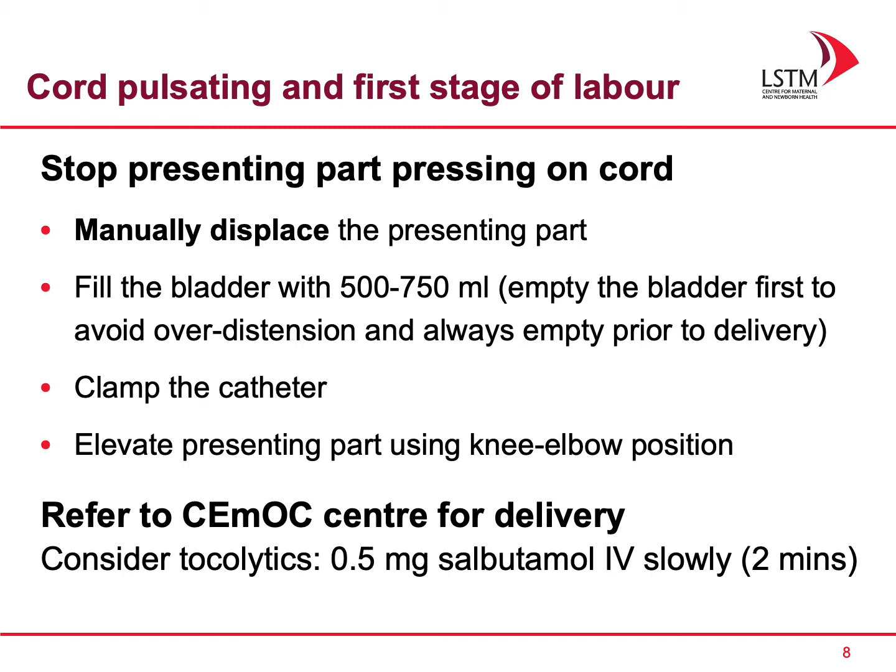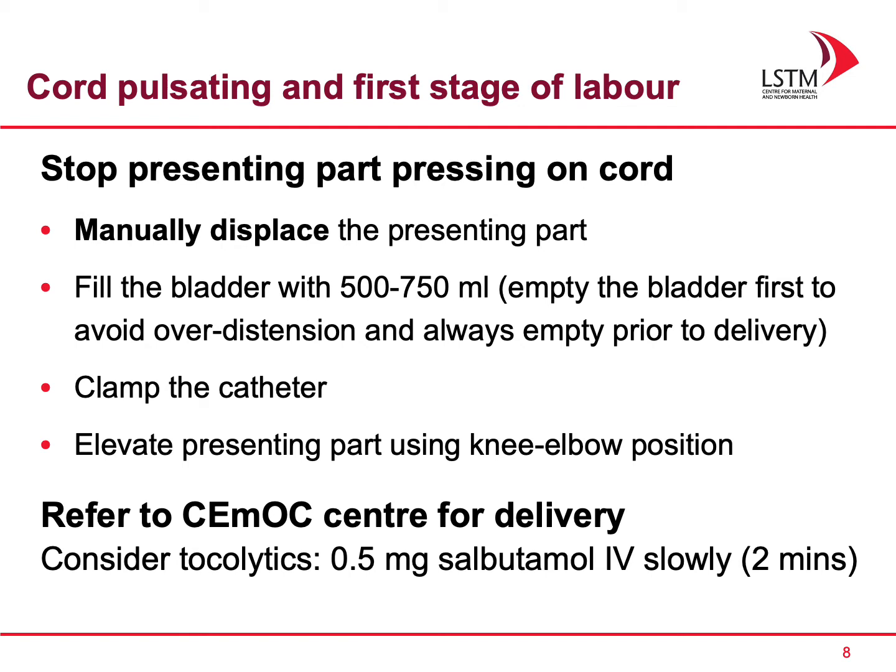With contracting, it will push the head or the presenting part away from the outlet, leaving the cord uncompressed. It is also important to empty the bladder first before you inflate your 500 or 750 mils, because if there was a lot of urine already and you inflate this large amount of normal saline, you are going to cause discomfort to the mother. Clamp the catheter once you've already inflated your normal saline.